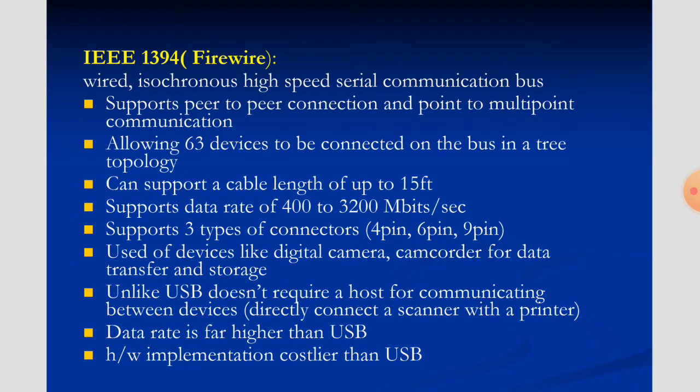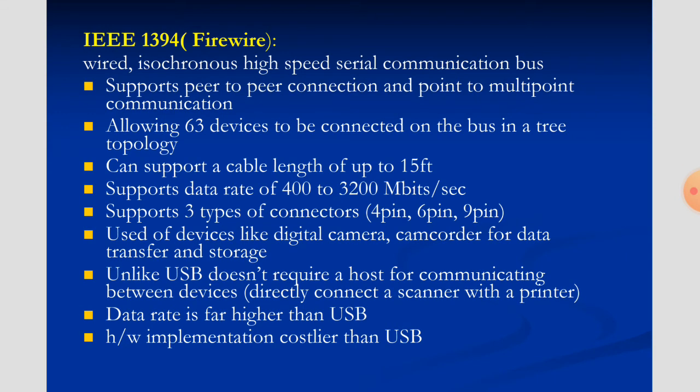Next, IEEE 1394 is known as FireWire. It is a wired isochronous high-speed serial communication bus. It allows a total of 63 devices to be connected on the bus in tree topology, and it can support cable length of up to 15 feet. It is another type of serial communication. Here you can make point to point communication or point to multi point communications. This is another advantage, and it supports three types of connections: 4 pin, 6 pin or 9 pin, which operate at a data rate of 400 to 3200 Mbps.